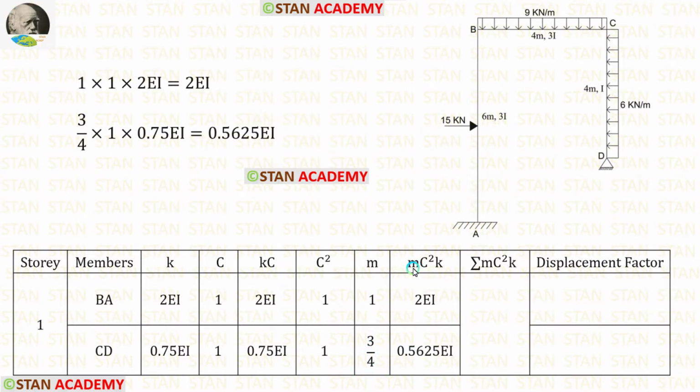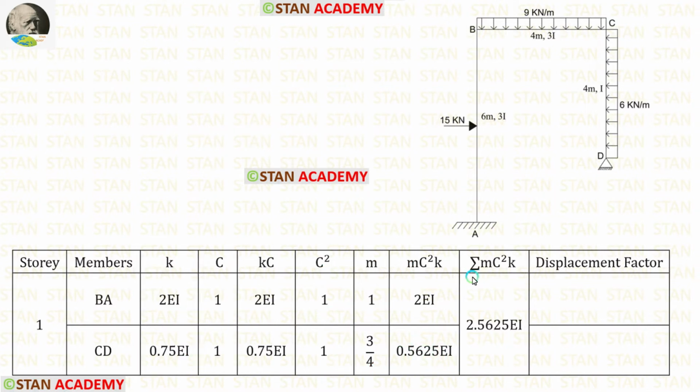Now let us find MC square K. For that, we have to multiply M, C square and K. When we multiply these three values, we will get 2EI. When we multiply these three values, we will get 0.5625 EI. Now let us find sigma MC square K. For that we have to add these two values. After adding, we are getting these.